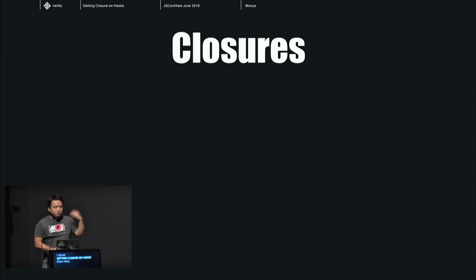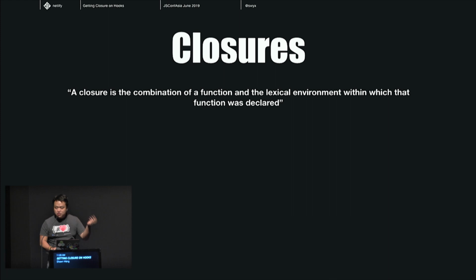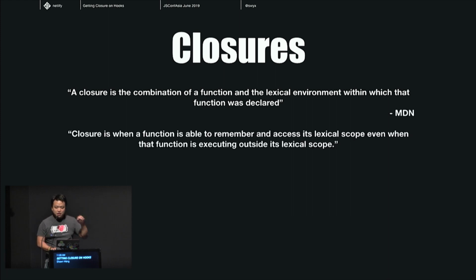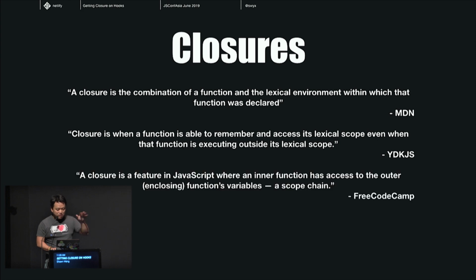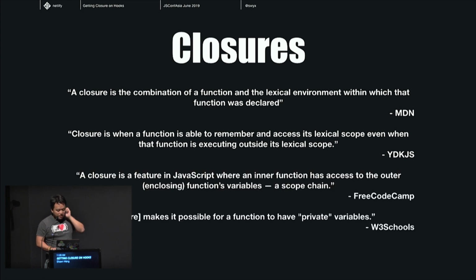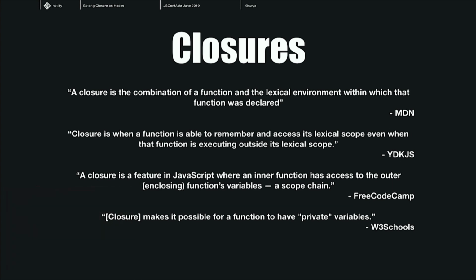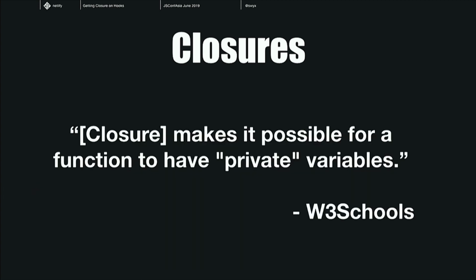And so I started to look for definitions. Obviously, you turn to MDN. A closure is a combination of a function bundled together with references to its lexical environment within which that function was declared. Very clear, right? And blah, blah, blah. I look at all these comments, and honestly, the most clear one was actually W3Schools. It said closure makes it possible for a function to have private variables. That's the only time I've ever found W3Schools useful. But thank you anyway.